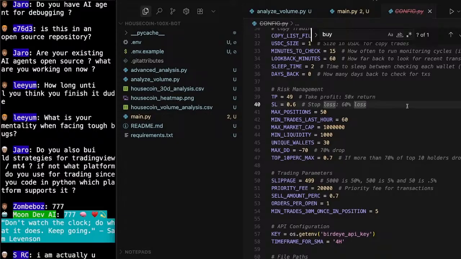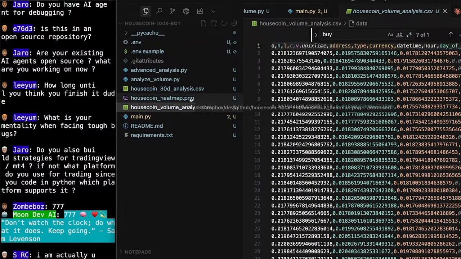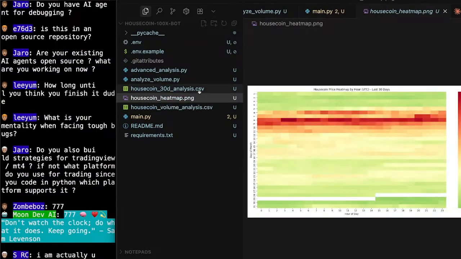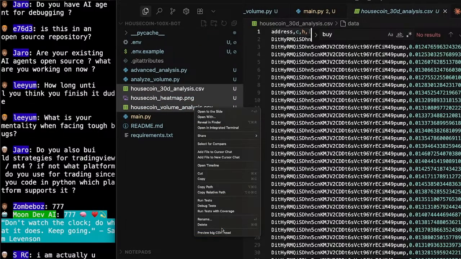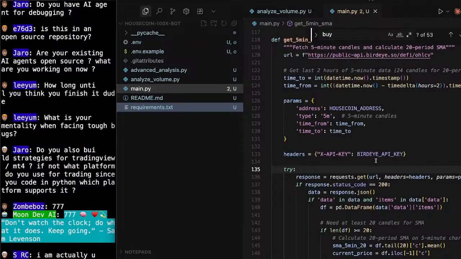So let's look through some of this. What is this heat map stuff? House coin volume analysis, heat map, house coin 30-day analysis. We're going to delete all this. I wanted this to be super clean. Main.py, readme.